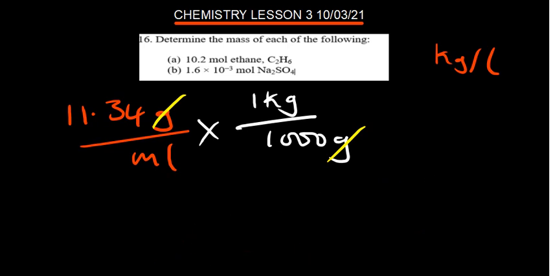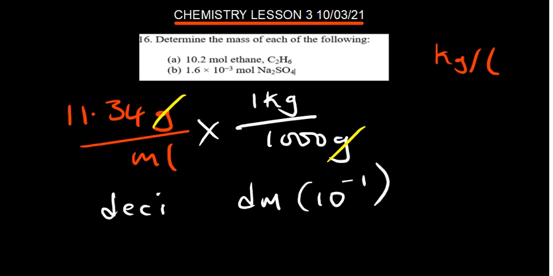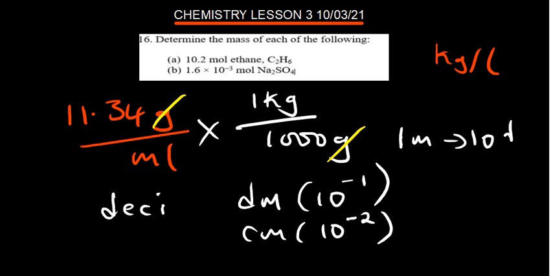So just a quick recap. You need to understand when you have a dec, for example, if you have decimeters, you need to understand that it's a 10 to the power negative 1. Okay, you multiply 10 to the power negative 1 by the units. If you have a centimeter, it's 10 to the power negative 2, which tells you that 1 meter is equal to 10 decimeters. 1 meter is equal to 100 centimeters.